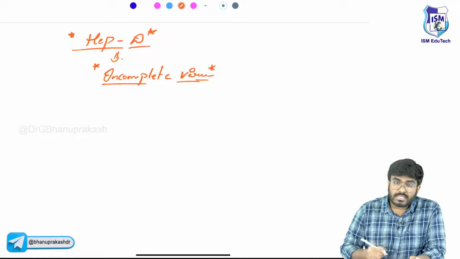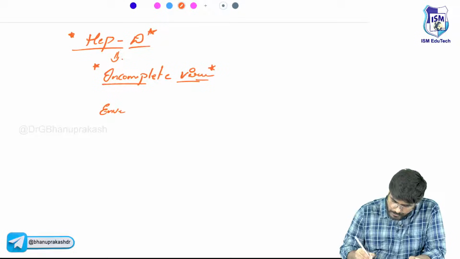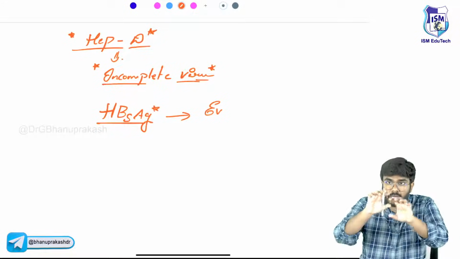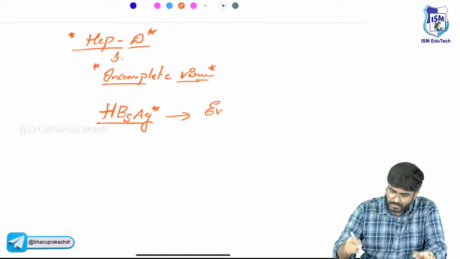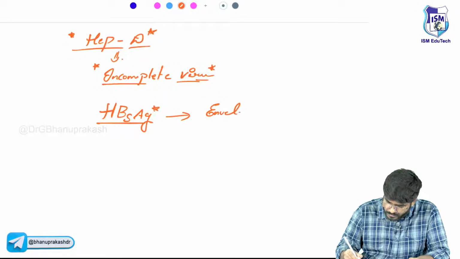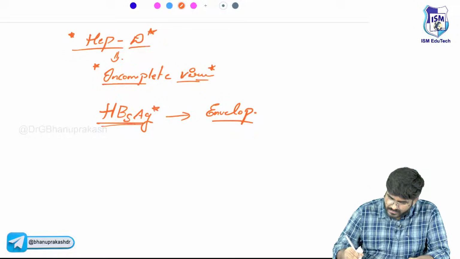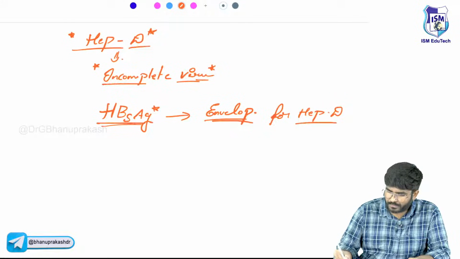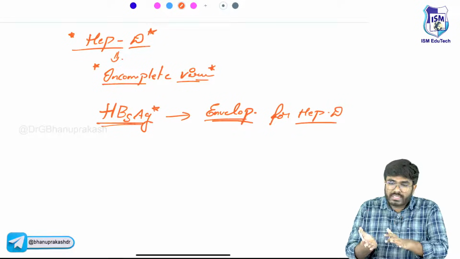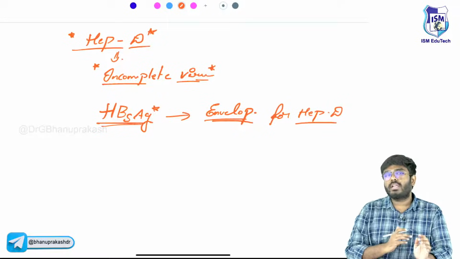So it will use what? It will use the envelope, or I should say HBsAg, hepatitis B surface antigens. These hepatitis B surface antigens will be used as the envelope. These antigens will form the envelope for hepatitis D. So hepatitis D alone cannot infect any person.